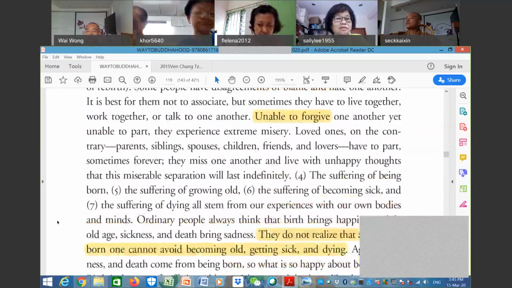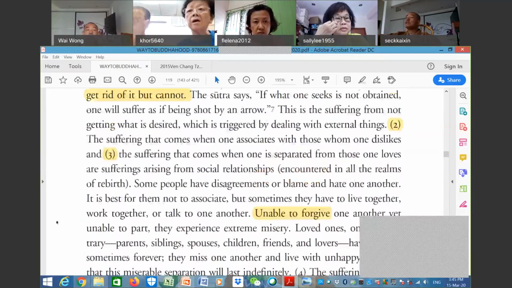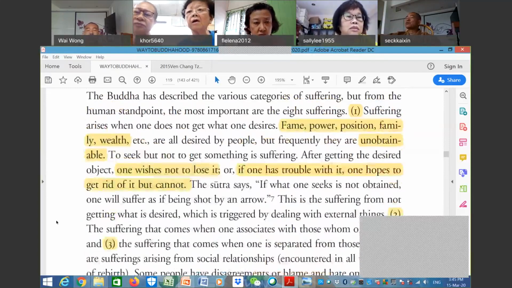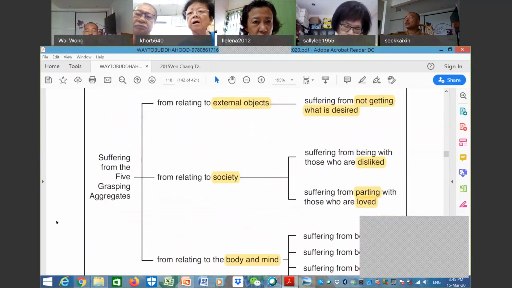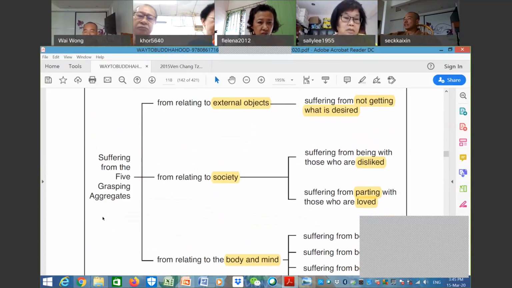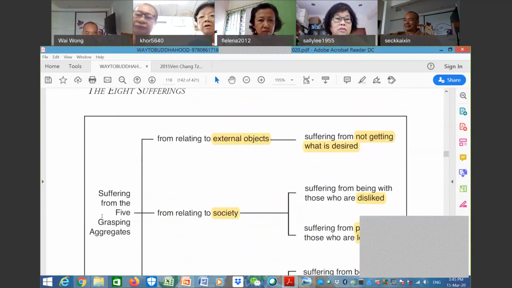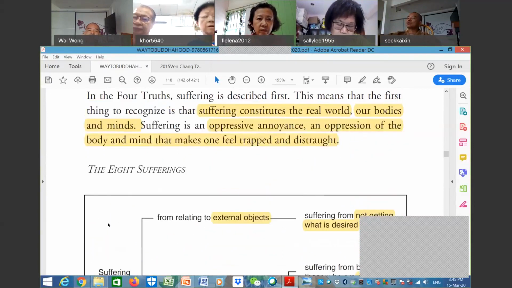Okay, since most of us are middle-aged and above, it is very easy to explain this. Sometimes when I try to explain this, maybe to a teenager, I find it quite hard. The reason is they are inexperienced. Let's take a look at the suffering.